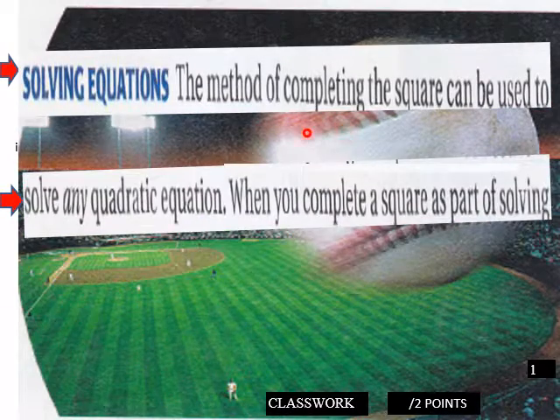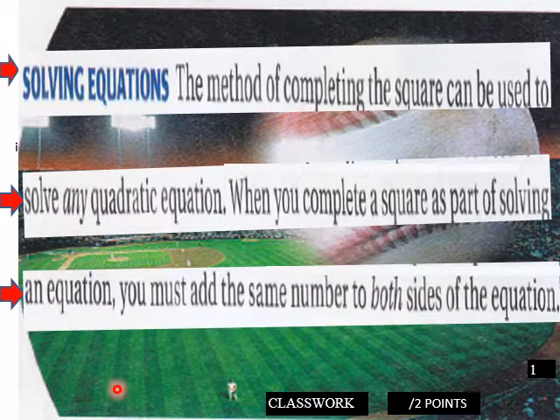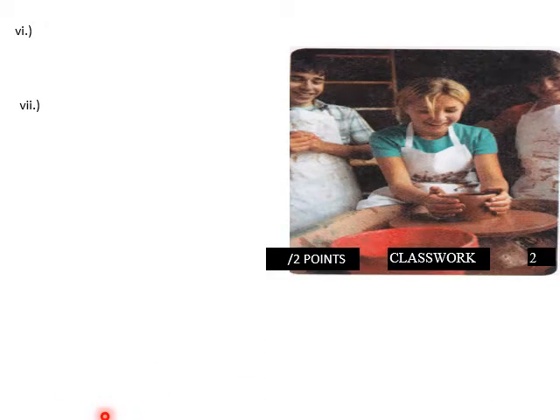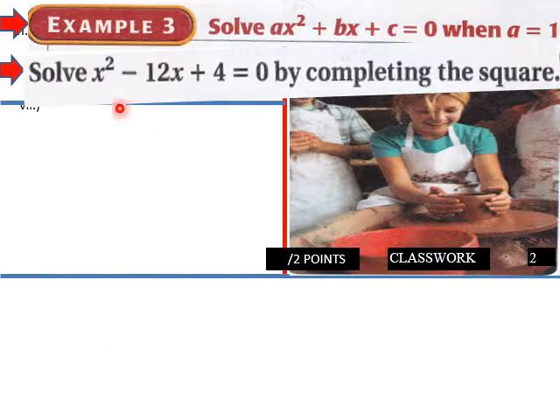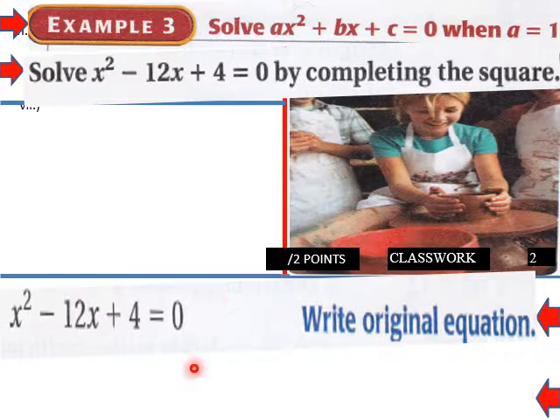The method of completing the square can be used to solve any quadratic equation. When you complete the square as a part of solving an equation, you must add the same number to both sides of the equation. You must remember that. So example 3 here: solve x squared minus 12x plus 4 by completing the square. How do we go about doing that?